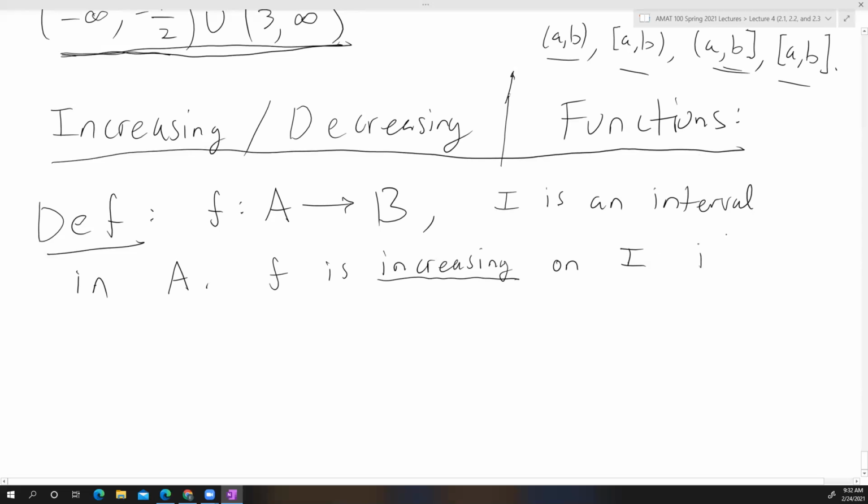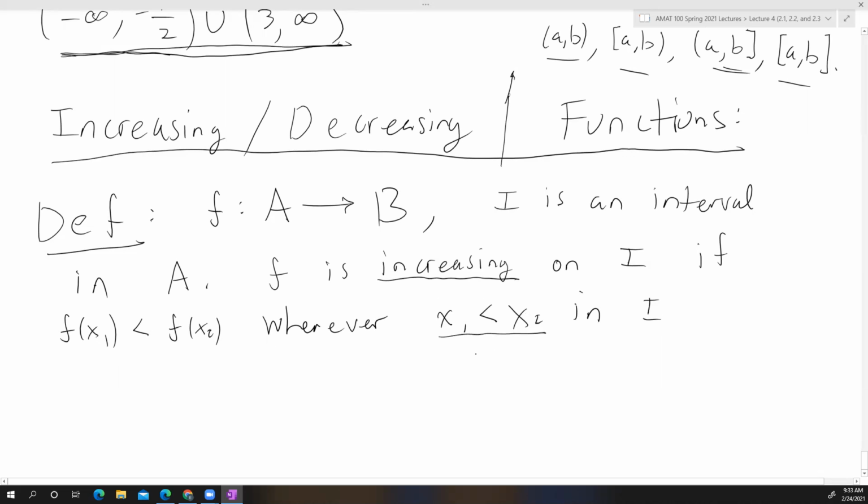So it's increasing on I if f of x sub 1 is less than f of x sub 2 whenever we have points that satisfy this. So we have x1 is less than x2 in I. So x1 and x2 are points in I, and if x1 is less than x2, then f of x1 is less than f of x2. So in other words, the function is increasing in some sense if it preserves this inequality right here.